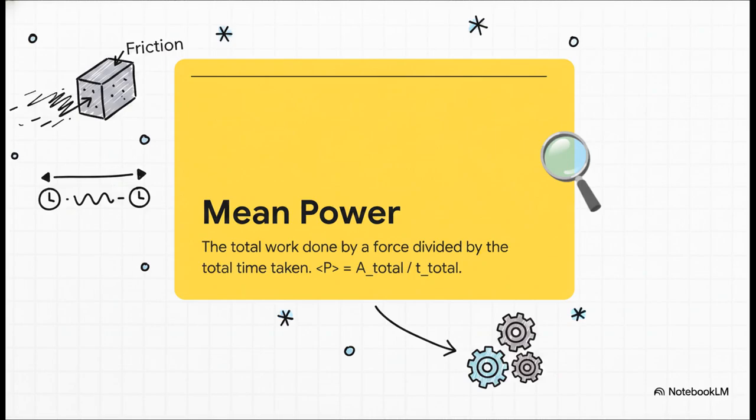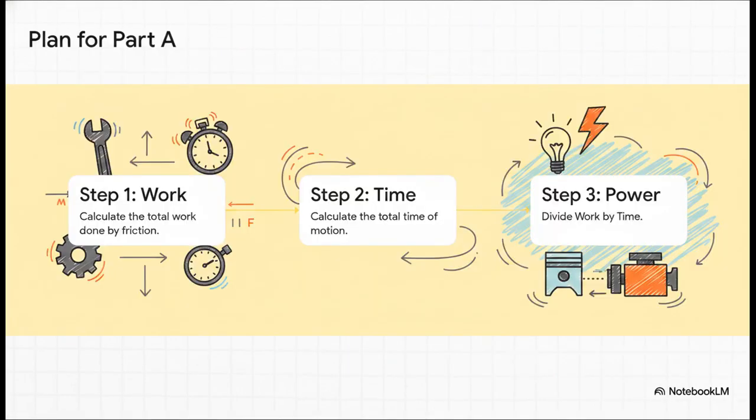Before we start plugging in numbers, let's be crystal clear on what mean power actually is. It's the big picture view. It doesn't care about what's happening from one second to the next. It's just the total amount of work done by the friction force, from the very beginning to the very end, divided by the total time that whole process took. Simple as that.